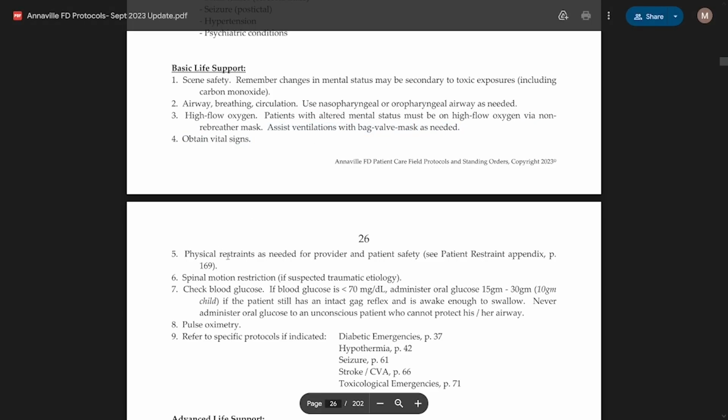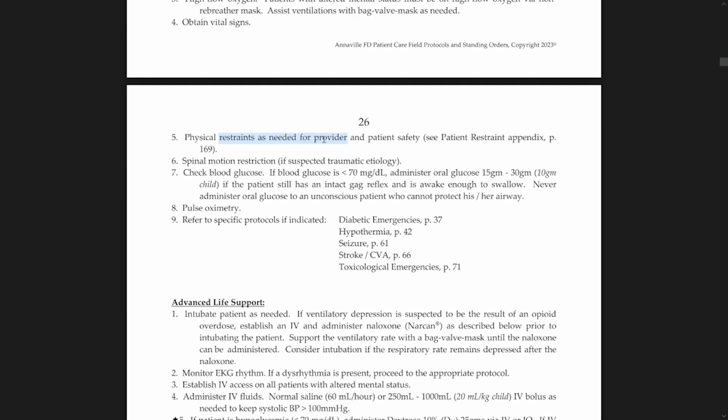Obtain vital signs. Physical restraints can be potentially utilized to provide you safety, but be really careful with this because it requires a lot of paperwork. Generally, we want to just talk down a patient. We don't want to do this unless absolutely necessary. Consider spinal motion restriction if the suspected etiology is traumatic.